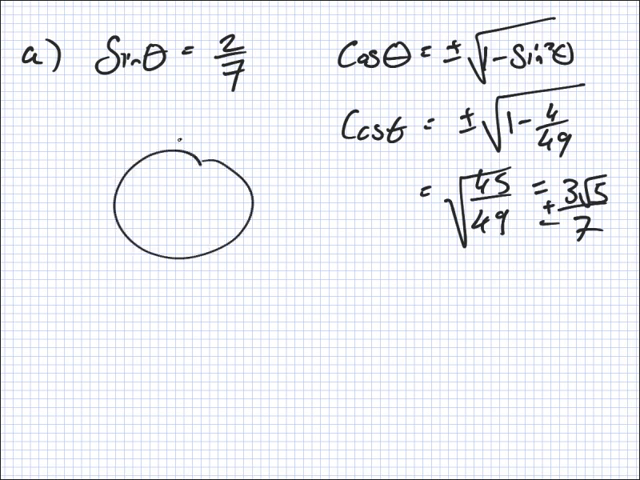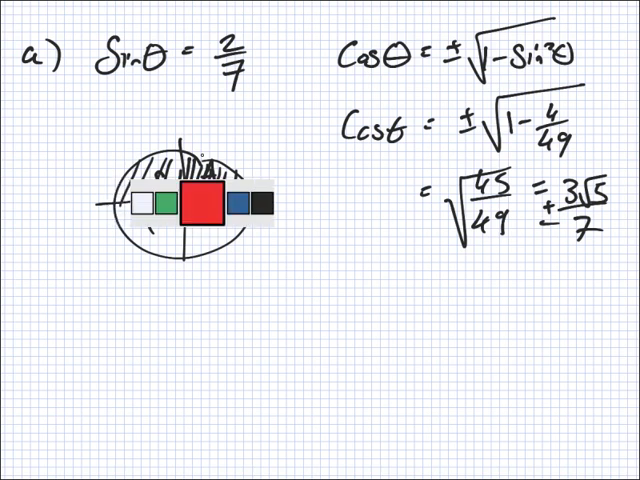Now, which quadrant could I be in? Well, there's one thing we know for certain, that sine theta is positive. That's the only thing we know for certain. So, in which quadrants does that happen? 1 and 2. So cos is also in these quadrants because it's the same angle. So either cos is positive or cos is negative. Well, that's no surprise because we just got plus or minus here.